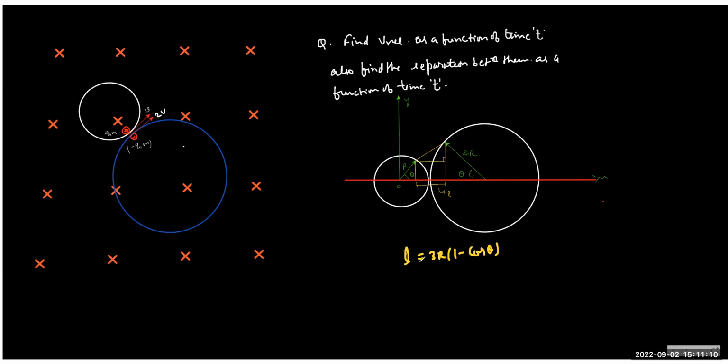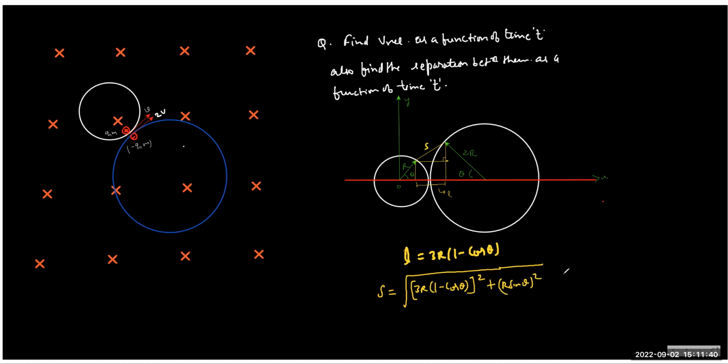So we got L, and the height is r sin theta, right? Yes, sir. So the S will be under root of 3r(1 minus cos theta) whole square plus r sin theta whole square.